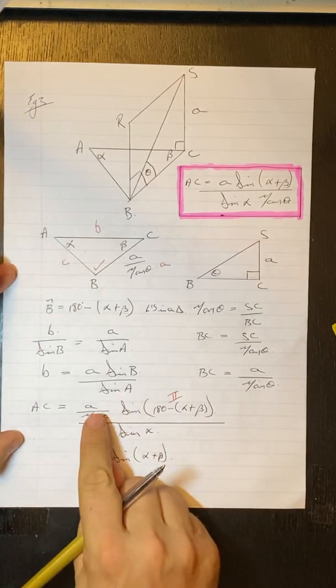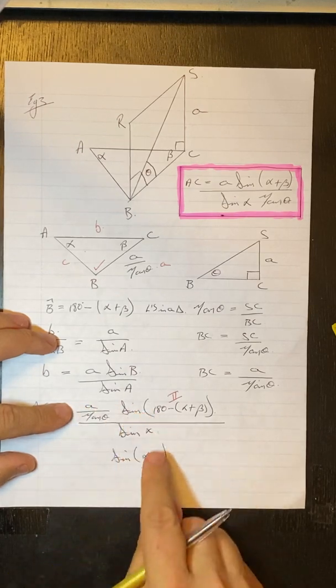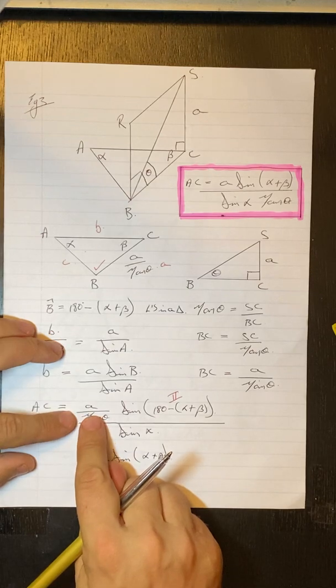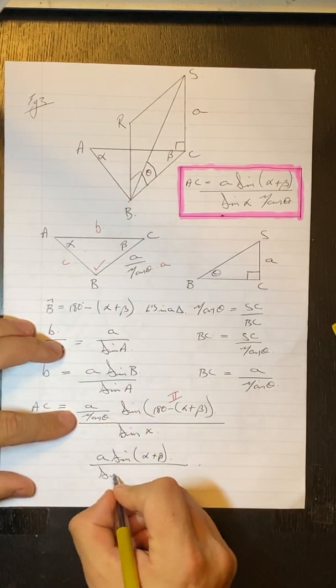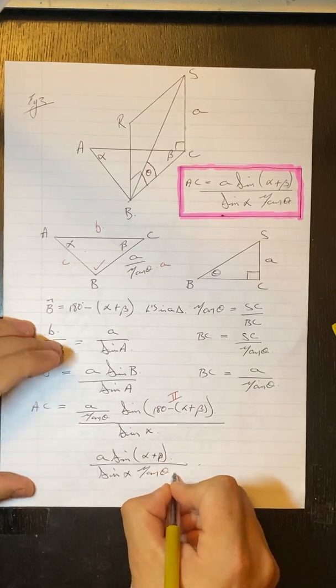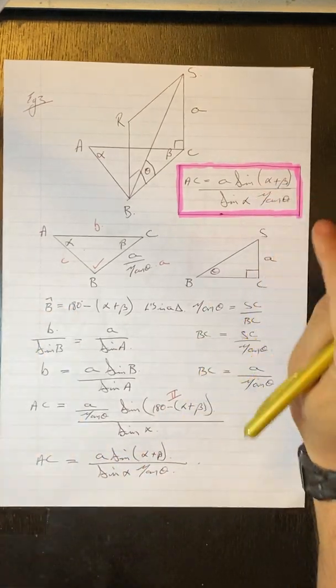Now, this A, this is going to be A sine alpha plus beta, and because we're dividing, that's going to go to the bottom, and we will get sine alpha tan theta. And that is what they wanted us to prove.